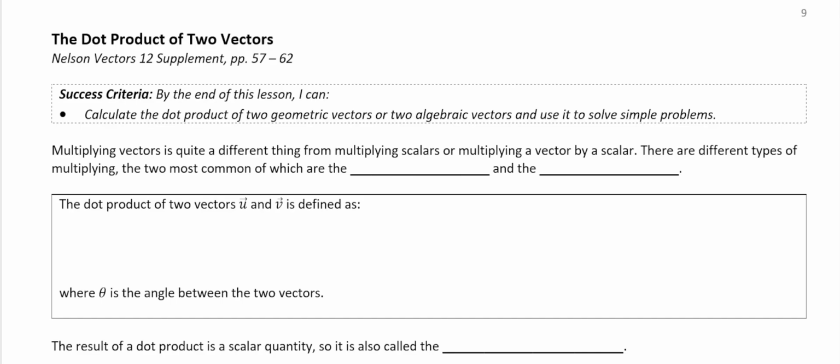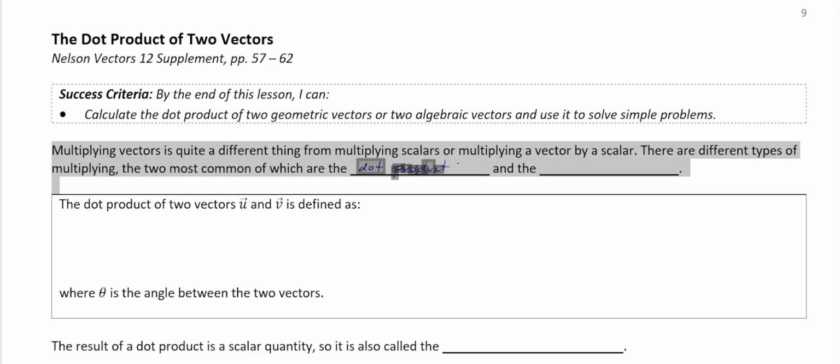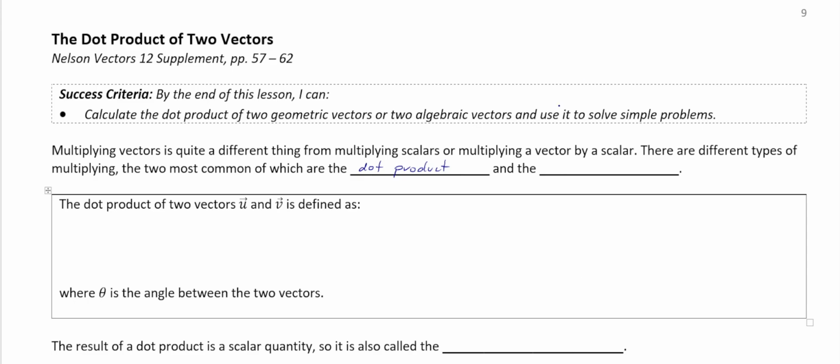In this video, we're going to look at the dot product of two vectors. Multiplying vectors is quite a different thing from multiplying scalars or multiplying a vector by a scalar. There are different types of multiplying, and the two most common of which are the dot product and the cross product. So I'll write that over here, dot product and the cross product. Okay, so we're going to start with the dot product for this lesson.